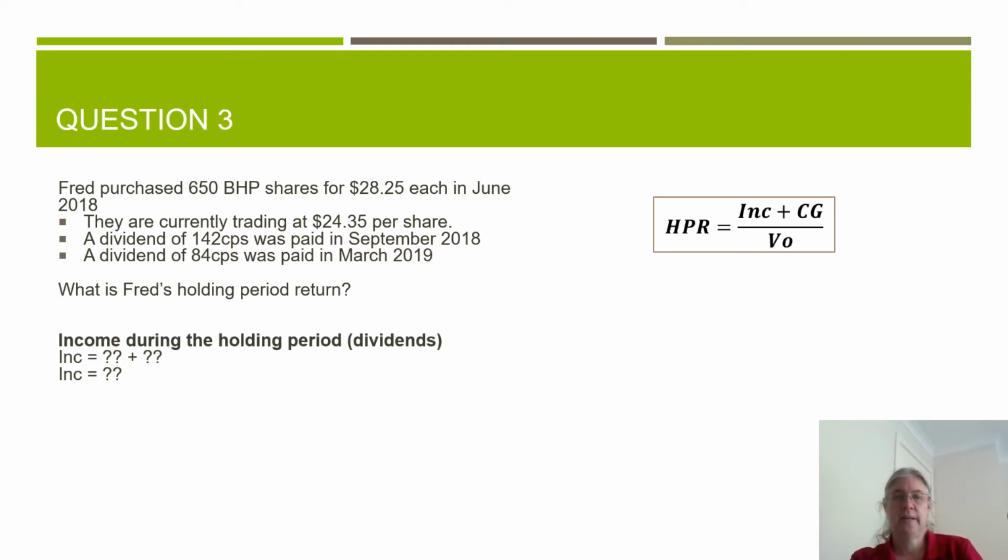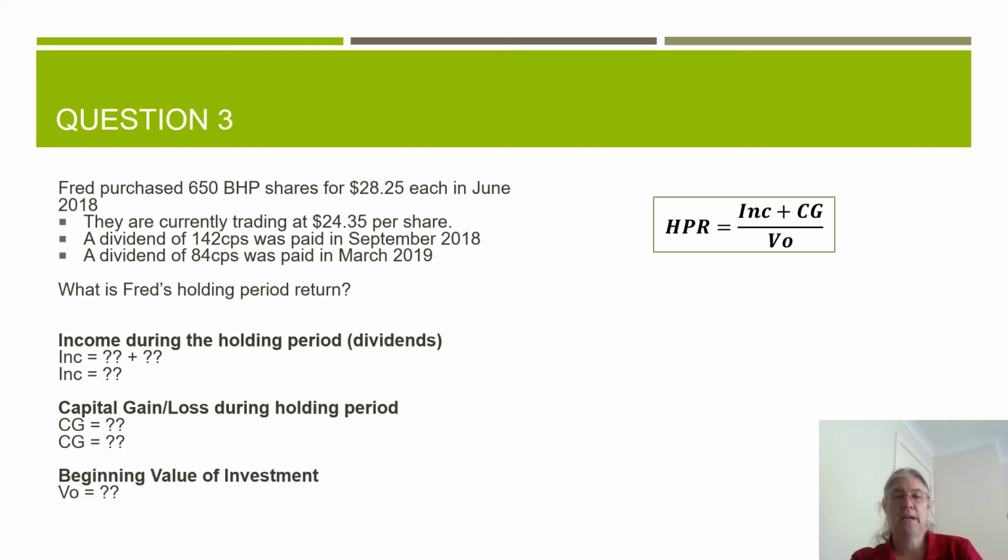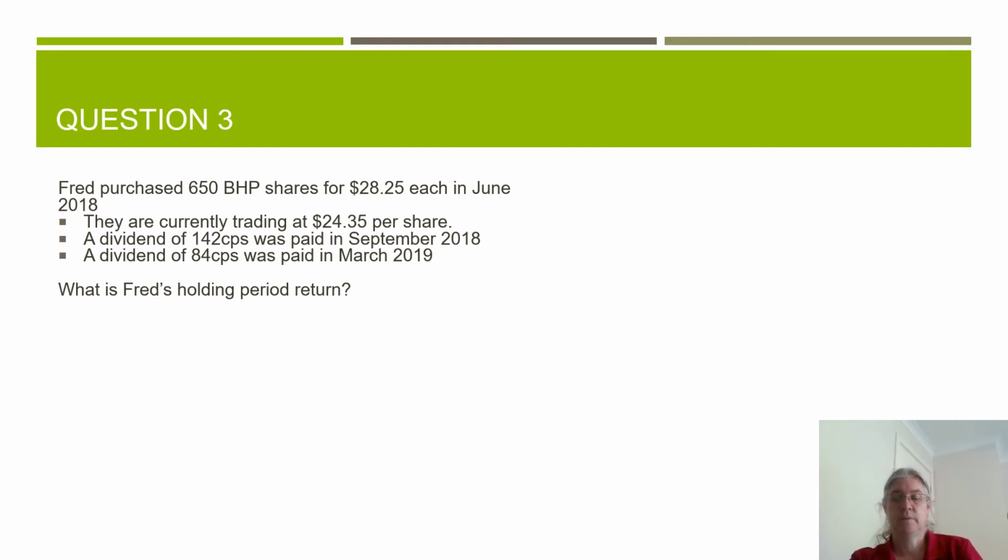So we need to know our income. That's going to be the same as what it was, $1.42 per share and 84 cents. And what's the capital gain or loss? Well, we can see that it's a capital loss. So if you'd like to, pause, have a go at doing this question. All right, spoiler alert, about to do the answer.